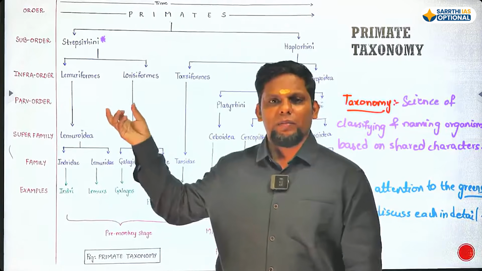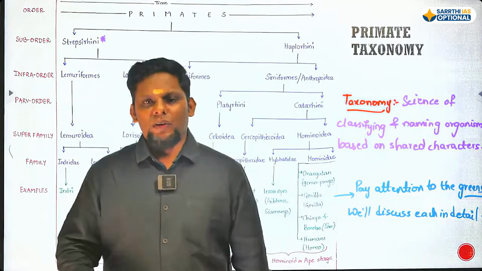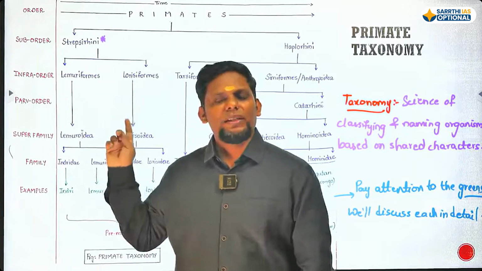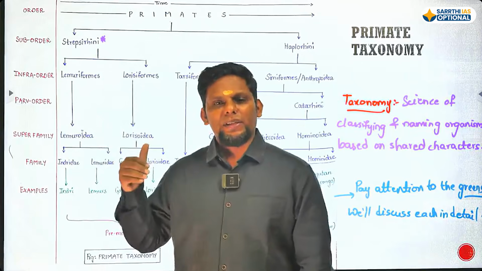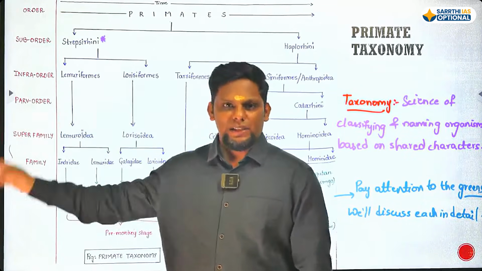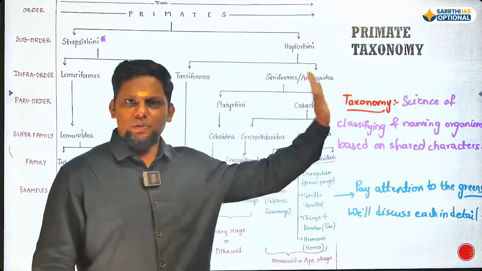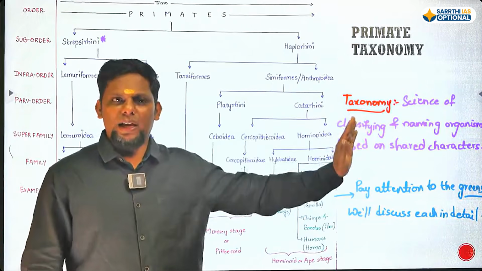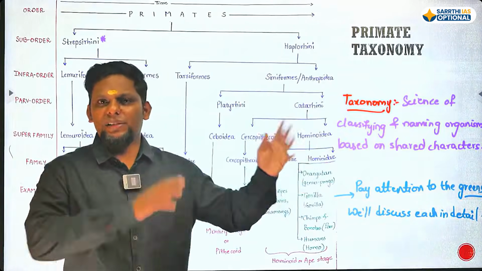Tell me about Strepsirhini, but in a different way. On the left side that you can see, you have Strepsirhini. This represents an earlier branch, or we can call it the pre-monkey stage branch. On the right side, you can see Haplorhini, and this represents a more advanced branch. Just remember this.